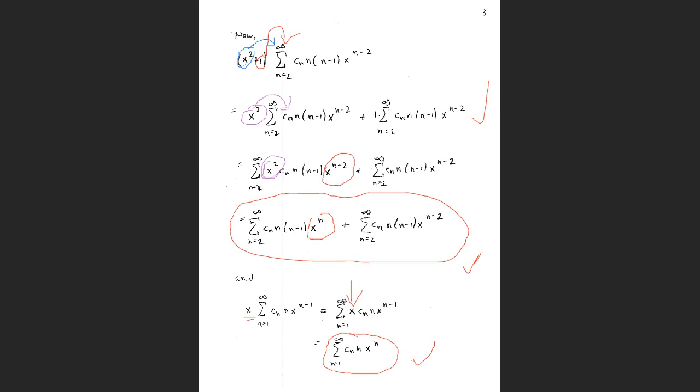That's exactly right, x is not changed by the summation. Oh, wait, step 4: x squared times x to the n minus 2. These two have the same base, so you just add the exponents. 2 and n minus 2 makes n. Okay?